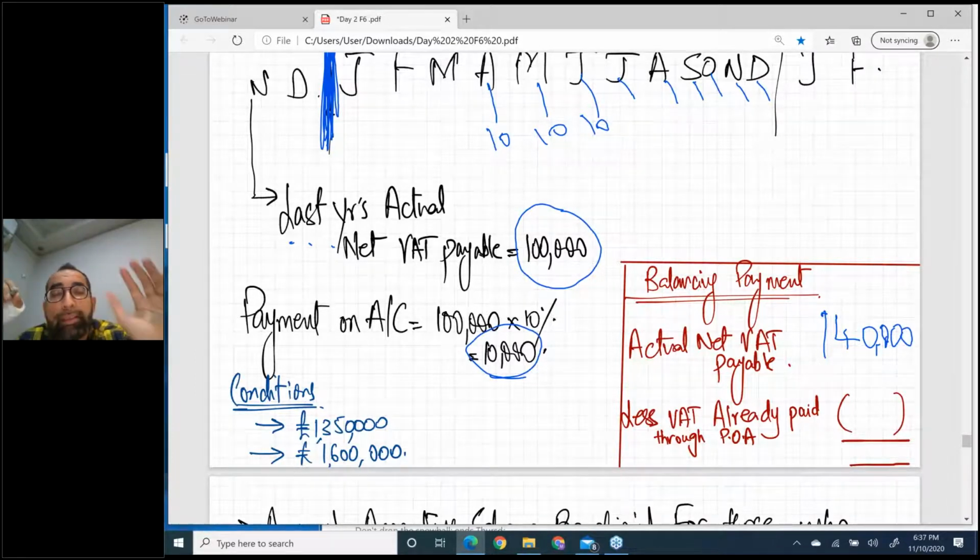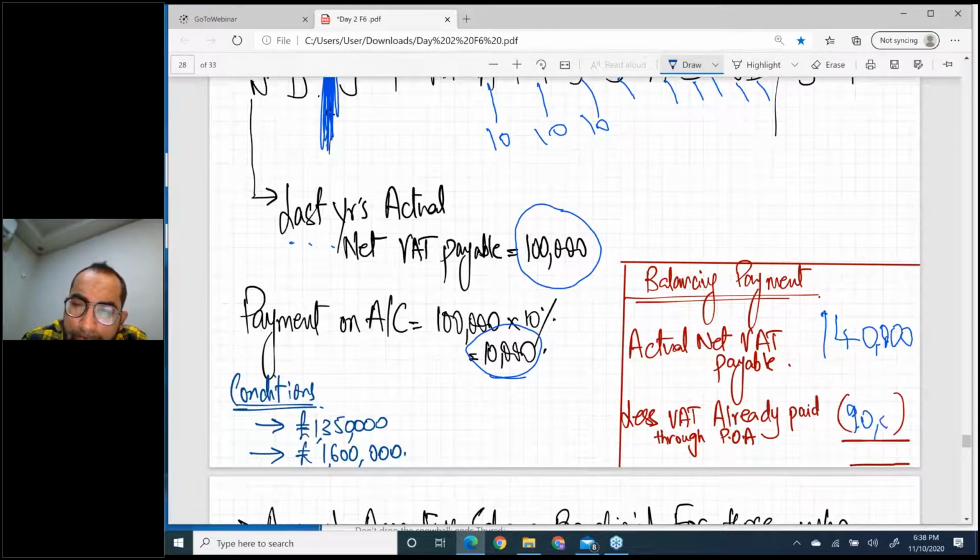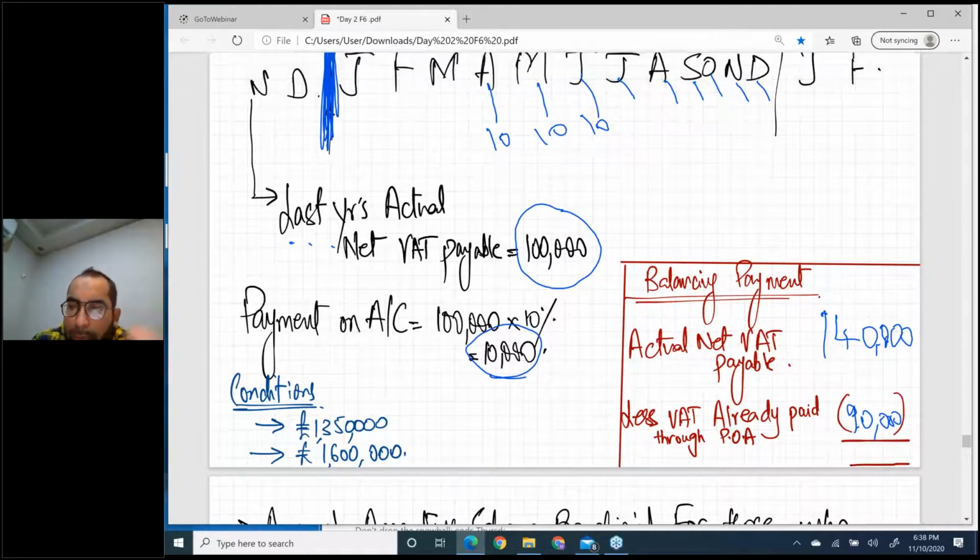Now you just think your actual net VAT payable to government is 140, but you have already paid some amount through POA. How much amount you paid through POA? 10,000 multiplied by 9 payments, so 90,000. 140 minus 90, so your balancing payment, my dear student, will be 50,000.